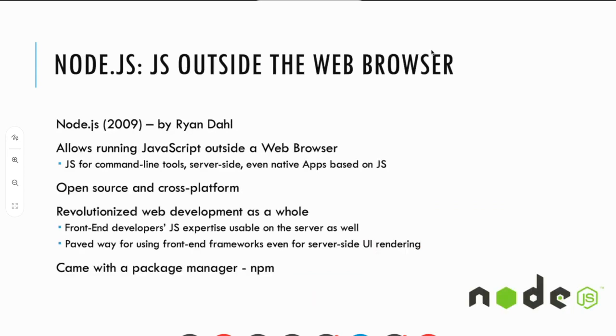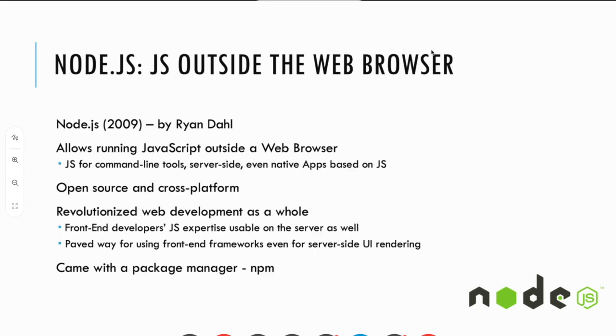Another big revolutionary development during this time was Node.js. Node.js allowed you to run JavaScript outside the web browser. Before this, JavaScript could only be run in the web browser. You could use it just to develop websites and provide some interactivity. But what Node.js did was revolutionary. It allowed you to run JavaScript not just inside a web browser. You could run JavaScript to build command line tools, run it on the server side, or even build native apps using JavaScript. So this really revolutionized how front-end developers work.